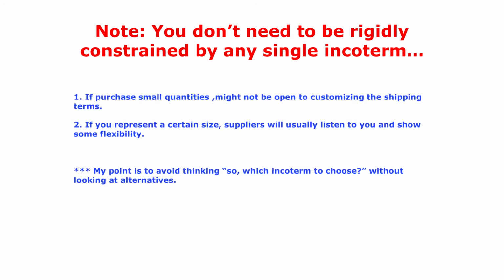If you purchase small quantities from a Chinese or Indian supplier, they might not be open to customizing the shipping terms. But if you represent a certain size of their business, they will usually listen to you and show more flexibility. So the point here is to avoid thinking, so which incoterm to choose, without looking at alternatives?